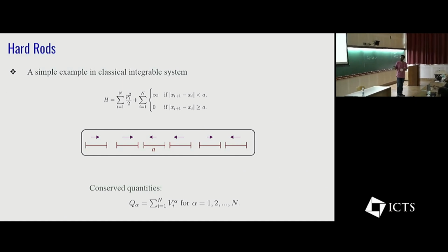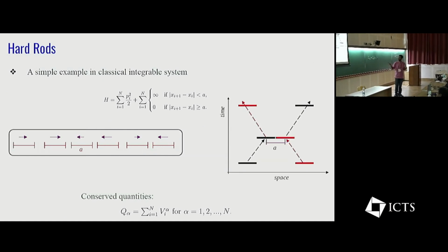Now, these hard rods move ballistically in between two successive collisions, and if they collide, their momenta are exchanged. As the momenta are only exchanged in this system, all the moments of the momentum are conserved. So these are all the conserved quantities here for different values of alpha.